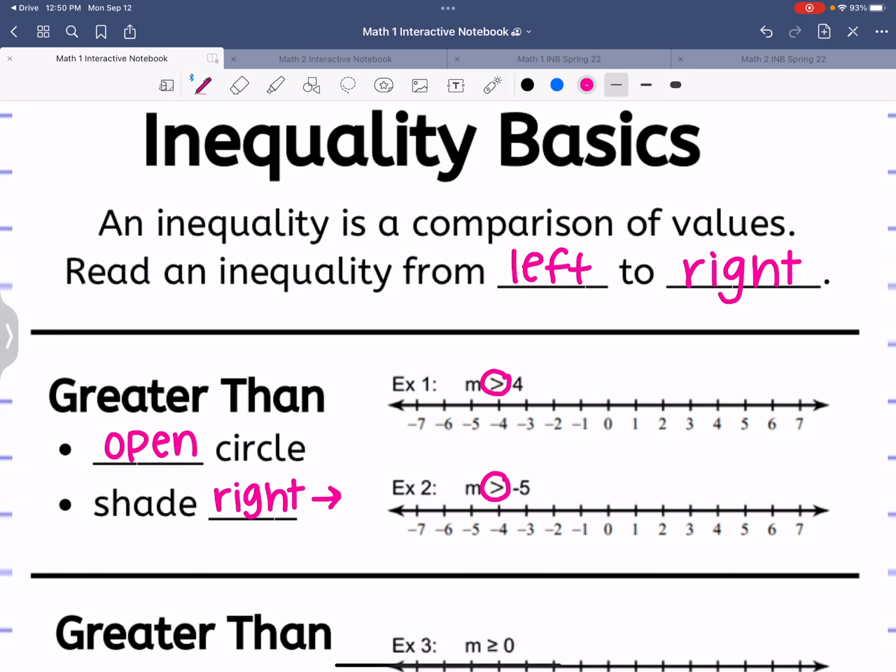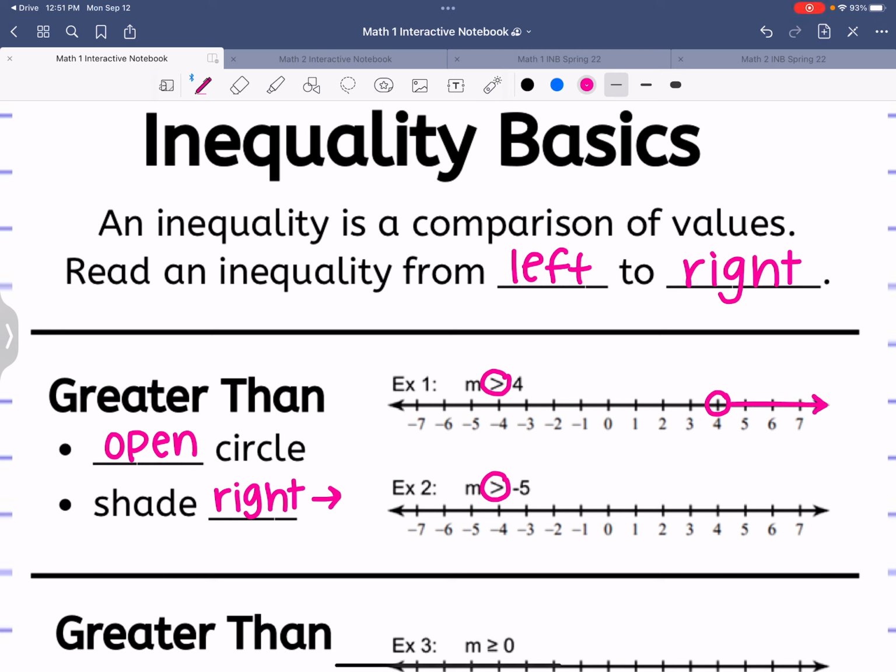Example 1. M is greater than 4. If m is greater than 4, that means that m can be any number greater than 4 or larger than 4. So we're going to locate 4 on the number line with an open circle. All the numbers that are greater than 4 are to the right. So we're going to shade to the right on the number line.